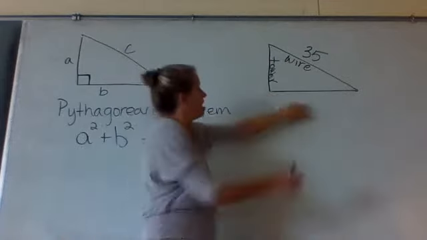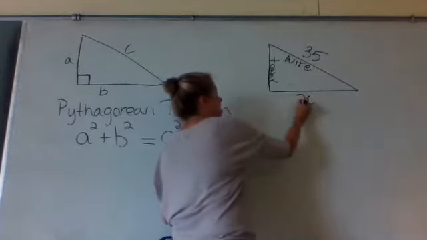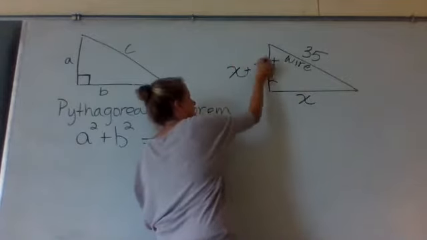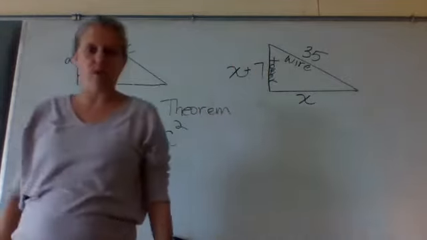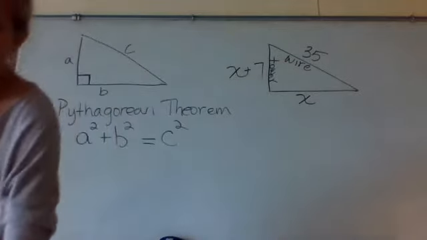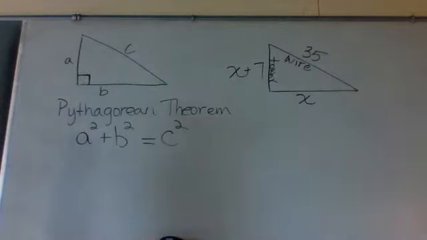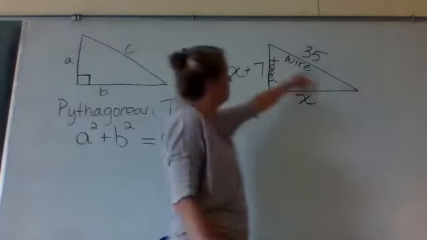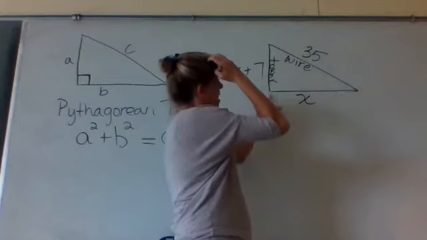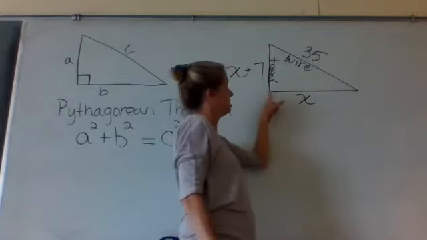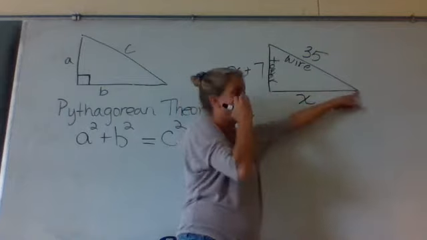So I'm going to name this side x. If this side is 7 more than that, then this side will be x and add 7 to it. So the wire is 35 feet long. The height of the tower is 7 feet longer than the distance from the base of the tower to the wire.